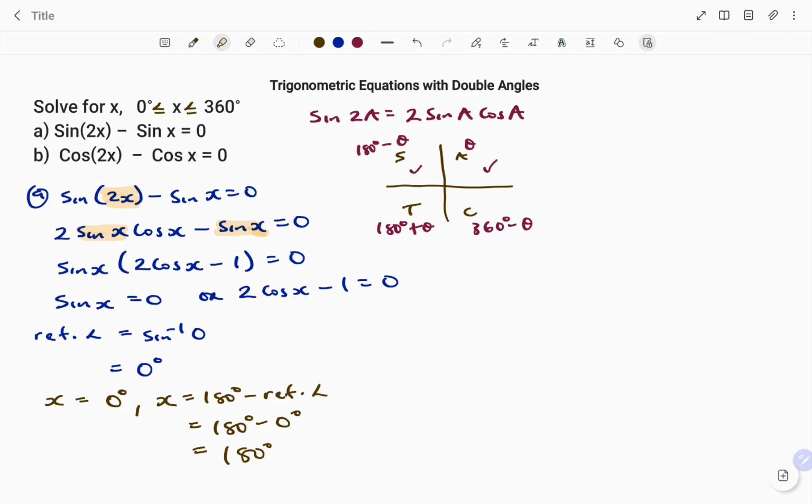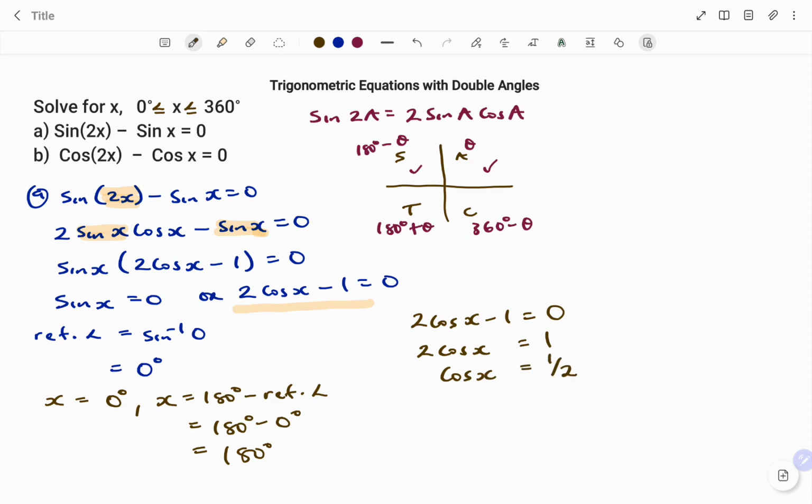I need to solve for 2 cos x minus 1. So if I rewrite that, I have 2 cos x minus 1 equal to 0. If I solve for cos x, I have 2 cos x equals positive 1, dividing both sides by 2. I have cos x equals 1 over 2.